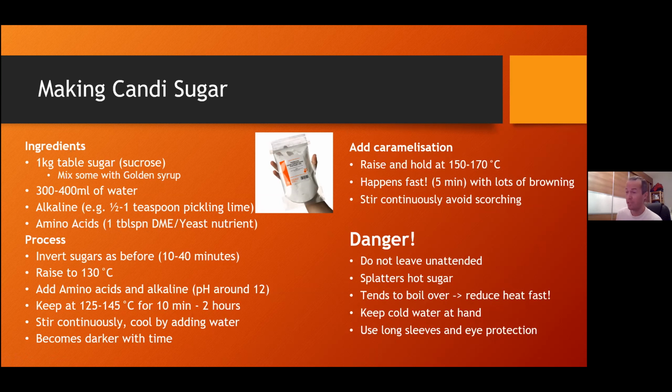So the process is you actually first create inverted sugars. If you use stuff like golden syrup instead of table sugar or lots of dextrose, then you actually don't need to invert first because you want glucose and fructose. You don't want sucrose. So once you've got lots of glucose and fructose and you've inverted, you raise to about 130 degrees and you literally keep it on a hot flame and you just raise it. Once it hits 130 degrees, stir, stir, stir, keep stirring.